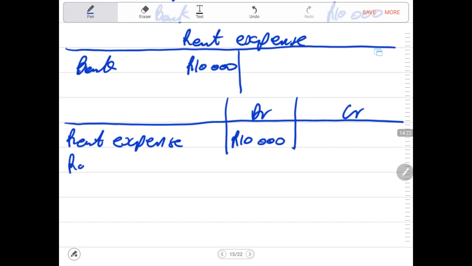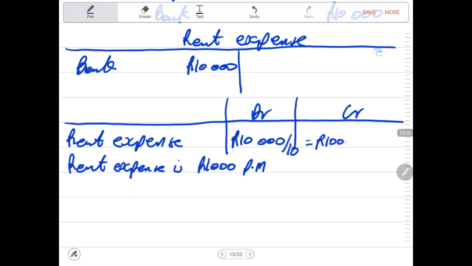Now there will be additional information. Sometimes they can say rent is paid for 10 months. It depends on what they can say to you. Now they can say yes, rent is not paid for the last 2 months. So in this case, let me just use the basic one. Rent expense is 1,000 per month. Now I'm just simplifying it. They can put it in any other way and say rent was only paid for 10 months. So now if they say rent is only paid for 10 months, that means we have to divide by 10 so that we get to know how much is the rent per month.